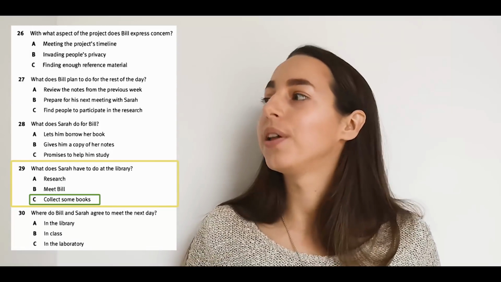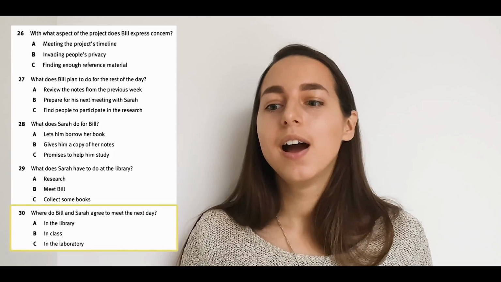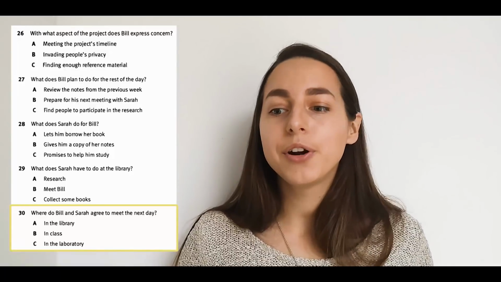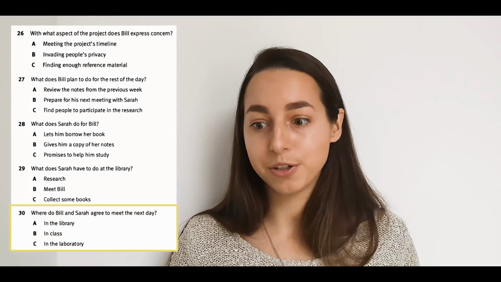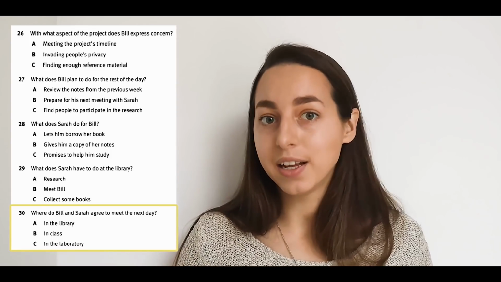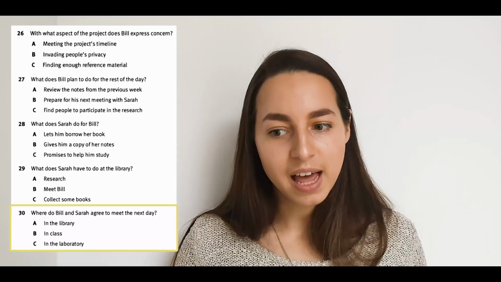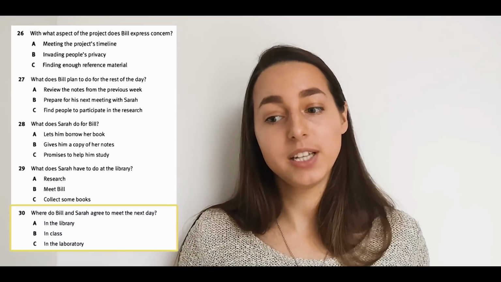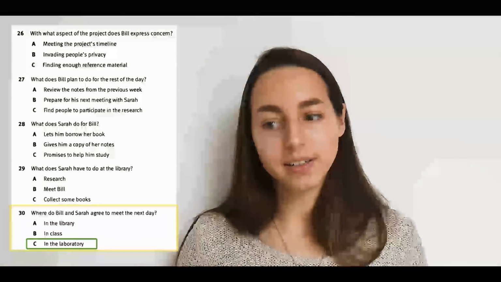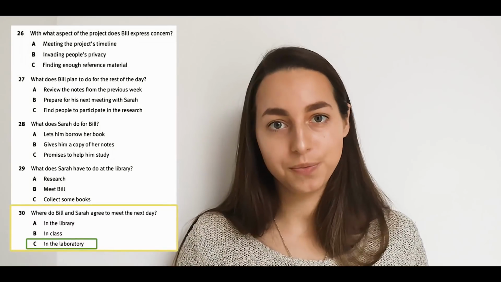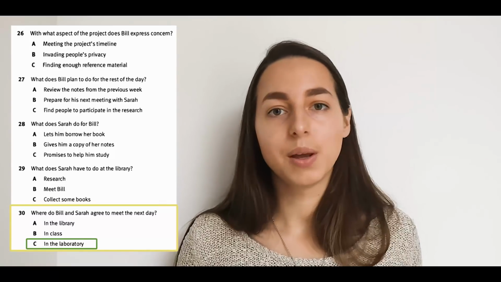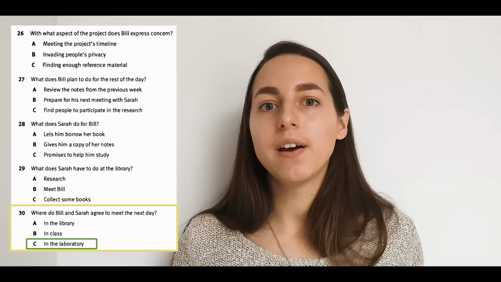And lastly, for our last question there, question number 30, where do Bill and Sarah agree to meet the next day? A, in the library, B, in class, C, in the laboratory. And when Sarah asks, what about meeting there at lunchtime? Bill says, do you mean in the lab? Sarah says, yes. And Bill says, okay, see you in the laboratory tomorrow, at noon then. Sounds like we have a lot of work to do. So they are meeting tomorrow in the laboratory, in the lab. Pretty straightforward. Again, nothing very difficult.